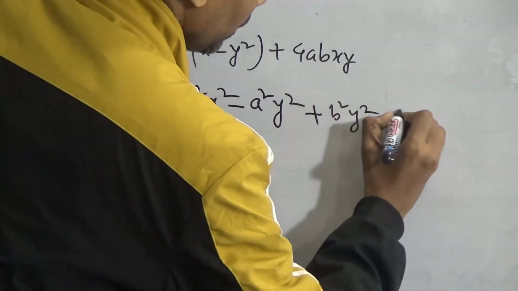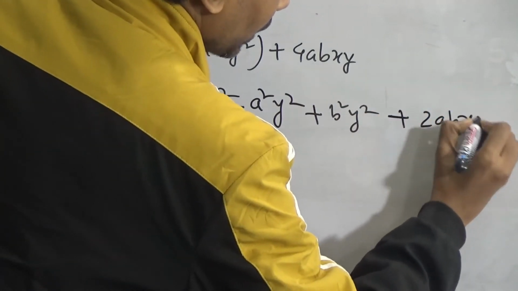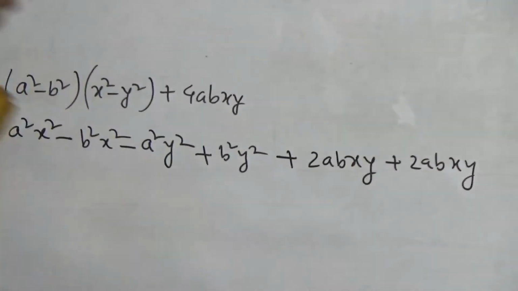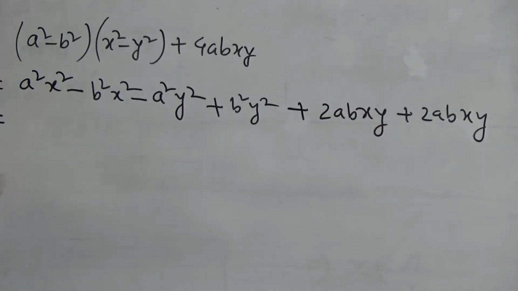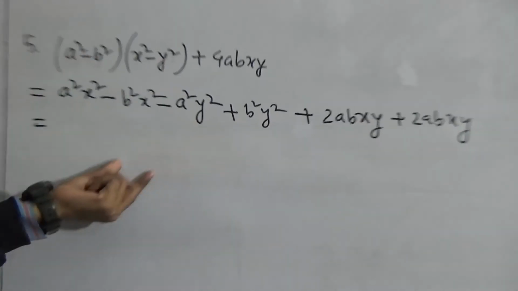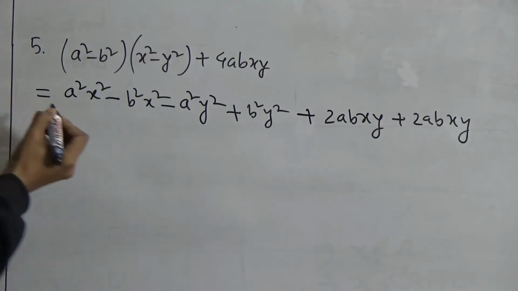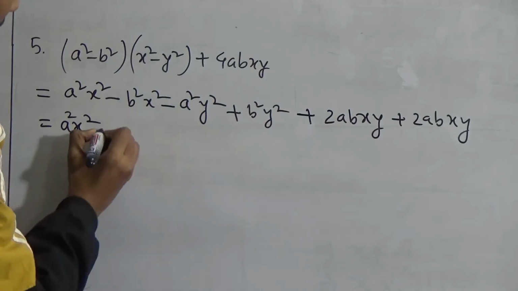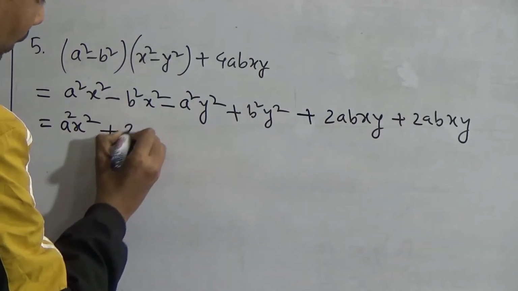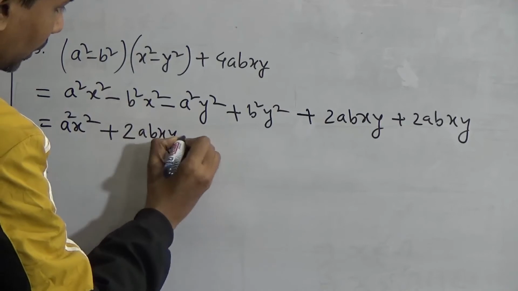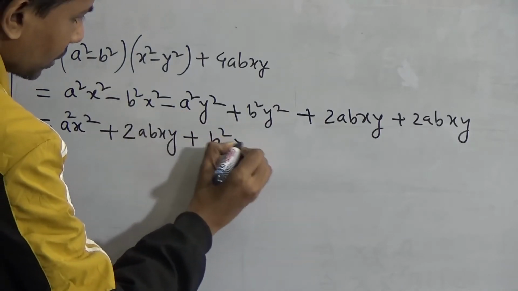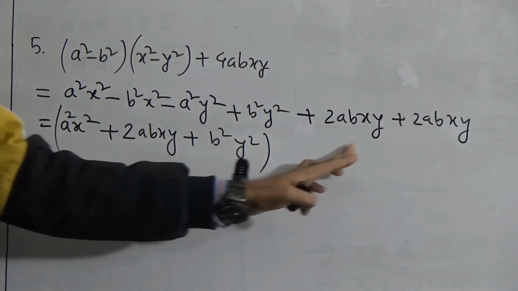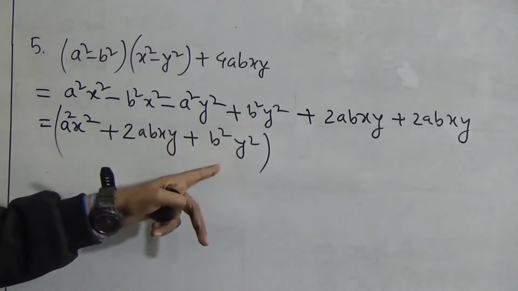4abxy you can write this way: 2abxy plus 2abxy. Okay. Now you have to write this way. At first we have to arrange the positive sign and then we arrange the negative sign. Look, a square x square plus 2abxy, then plus b square y square. Okay. Look, a square x square, 2abxy plus b square y square.